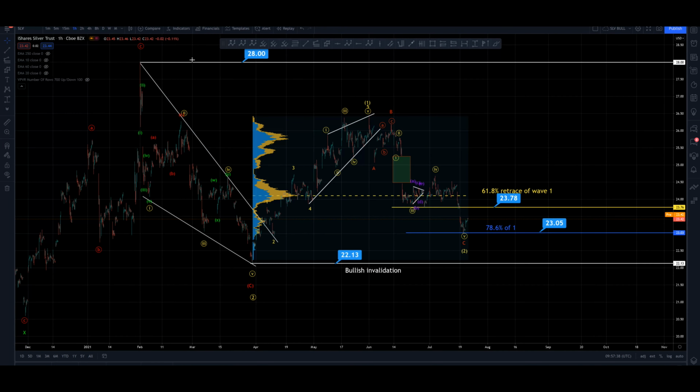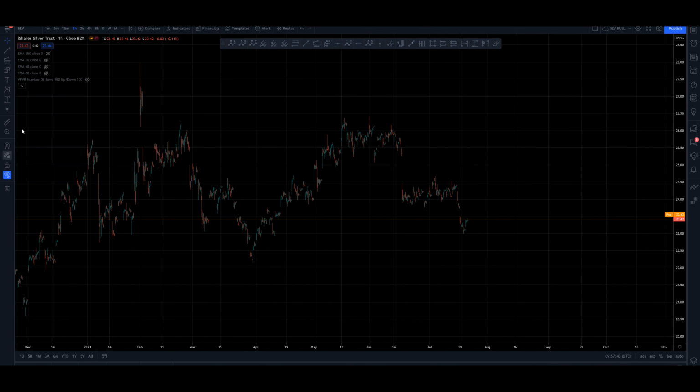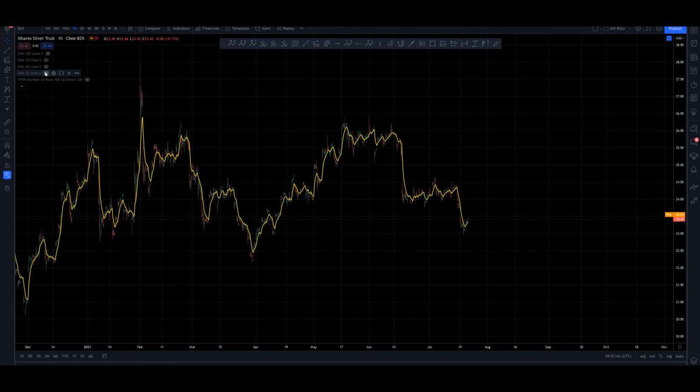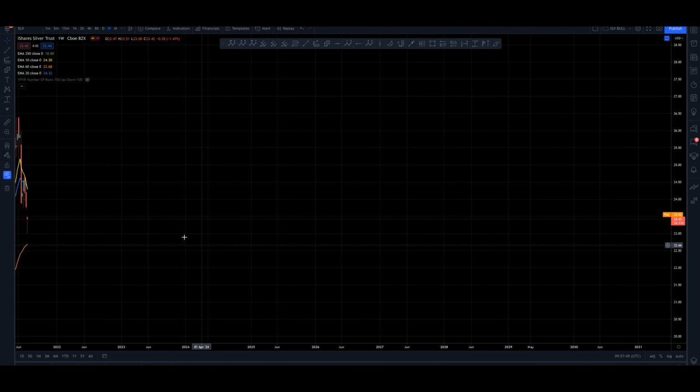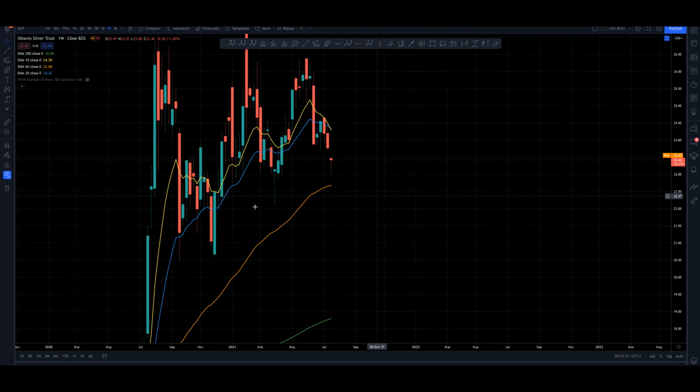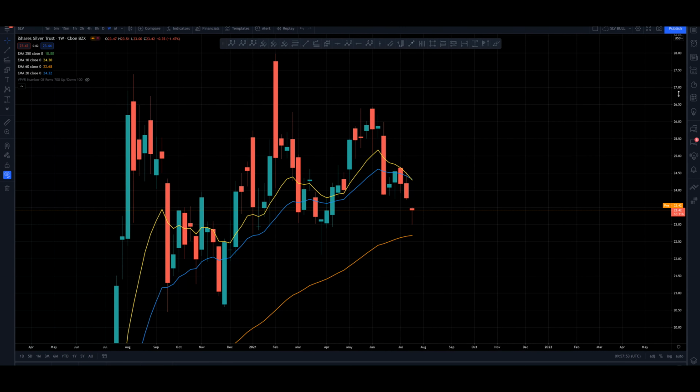Okay, so let's come over and have a look at silver, and let's bring up our 10, 20, 60, 250 exponential moving averages here. Let's back out to the weekly time frame. Alright, and what have we got here?